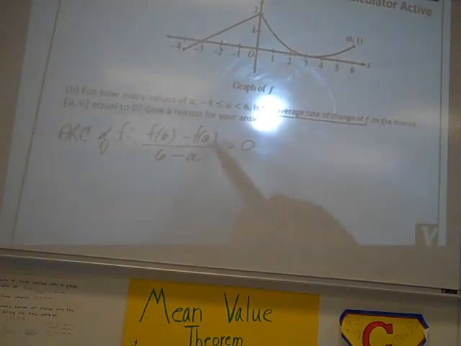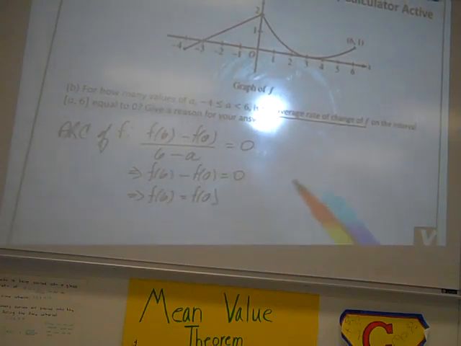Well, what does it take for this expression on the left to be equal to 0? I know that if a fraction is equal to 0, then the numerator is equal to 0. That gets me f of 6 minus f of a is equal to 0. But if these two, when you subtract them, are equal to 0, that means that f of 6 is equal to f of a. The original question was, how many values of a? Not what values of a, how many? How many times will the average rate of change be equal to 0? That's the same as asking, how many times will the numerator be equal to 0? That's the same as asking, how many times will f of a be equal to f of 6?